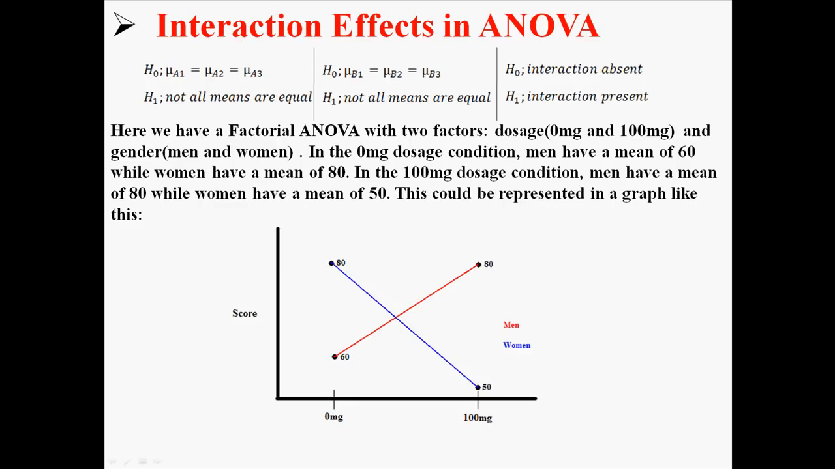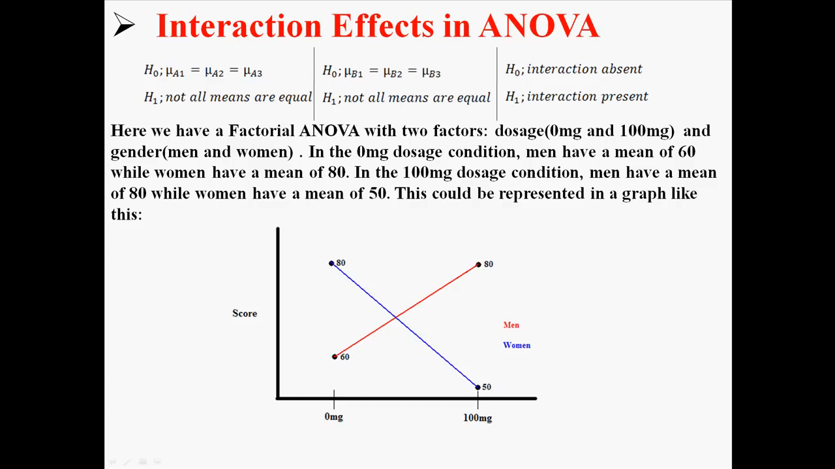Basically, what an interaction means is that the effect at one level depends on the other level. So for example, at 0 milligram, men are lower than women, but at 100 milligrams, men are higher than women. So really the effect of gender depends on what level of dosage you're at, and the effect of dosage depends on what level of gender you're at. The variables have interacted in this way, and that's what it means for there to be an interaction effect in your ANOVA.